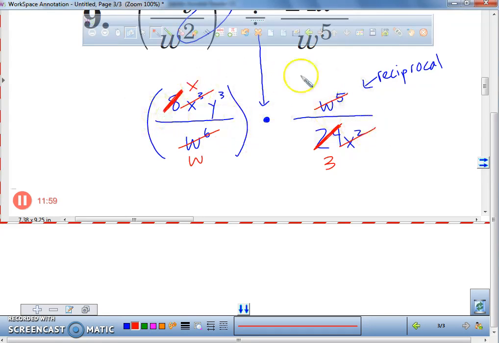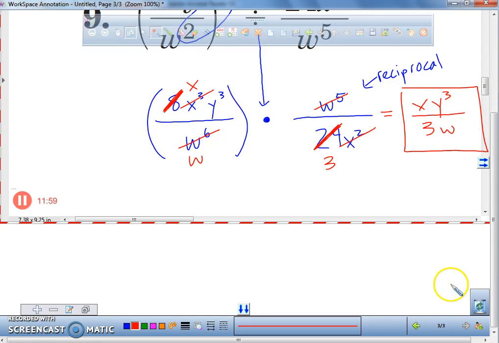Right now, let's see what lived. What lived in the numerator right now? What's the only thing that you see that lived? I see an x, right? What else? Y cubed. Very good. What lived in the denominator? A w and a 3. Very final answer. X y cubed over 3w is your final result for this particular problem.